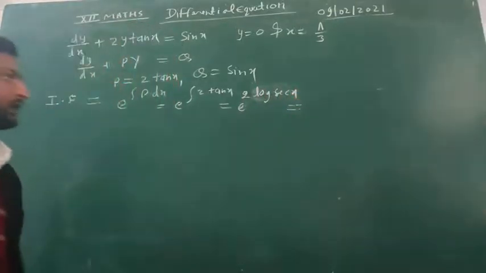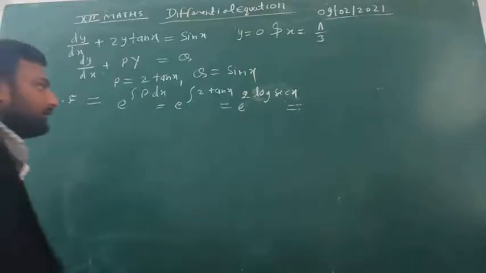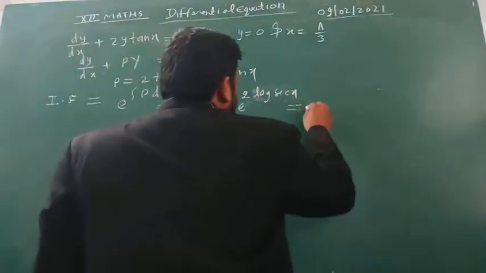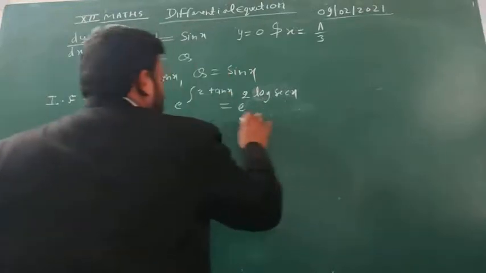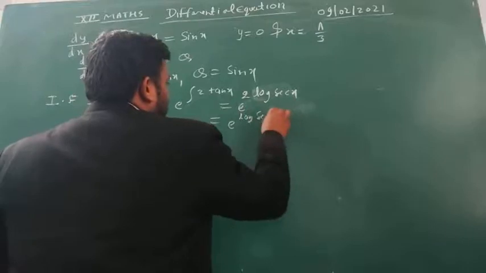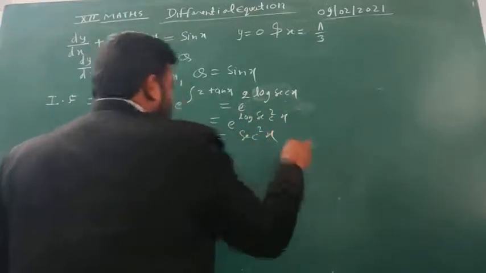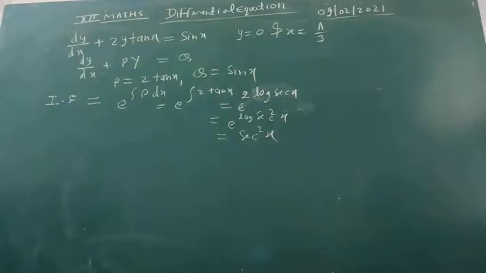Integration of tan x is log sec x, students. So it will be e to the power 2 log sec x, and we send the 2 this side, so we write e to the power log sec square x, so it will be sec square x.